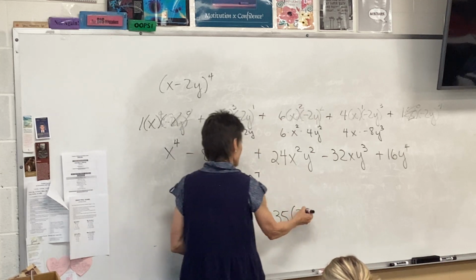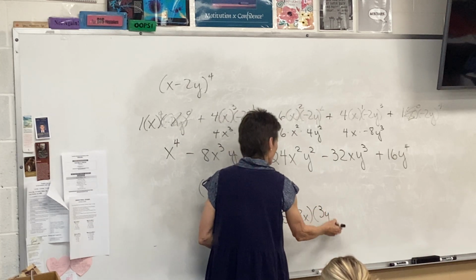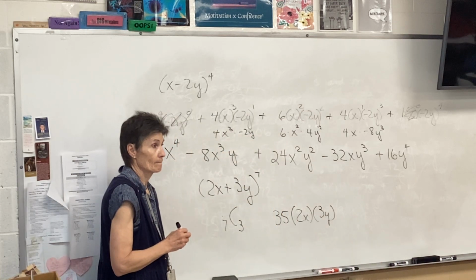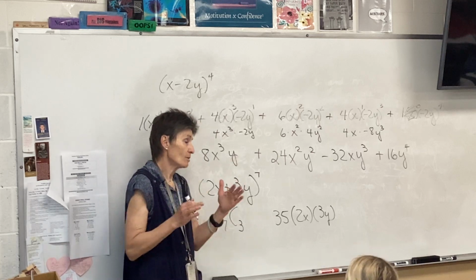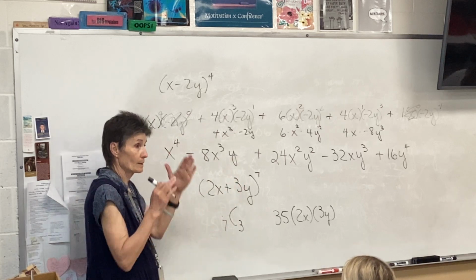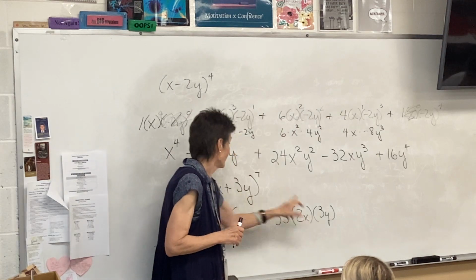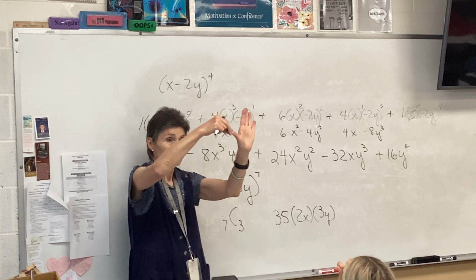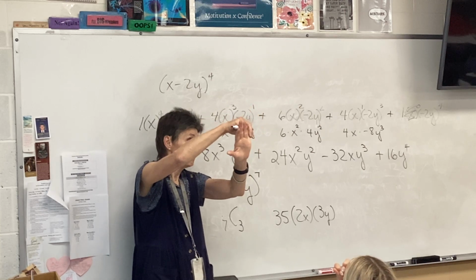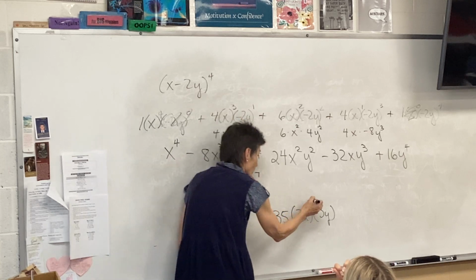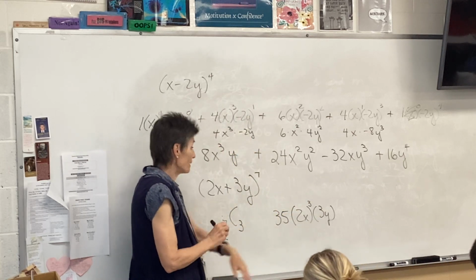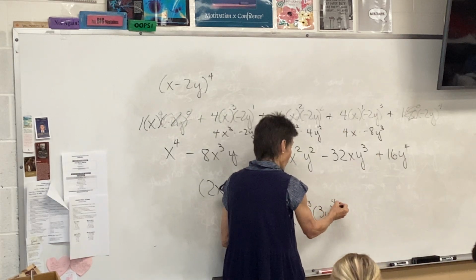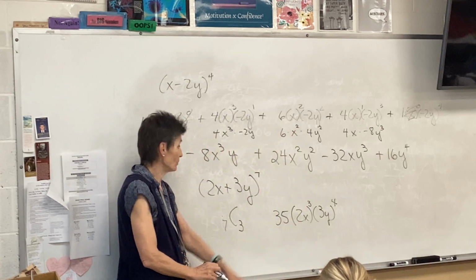Next to the 35 is going to go a 2x and a 3y. Now, if I'd started at the beginning, the power on the 2x would be 7. So the first term, it would be 2x to the 7. 6, 5, 4, 3 again. So this is a 3. And if that's a 3, then this one's got to be a 4, because they have to add up to 7.